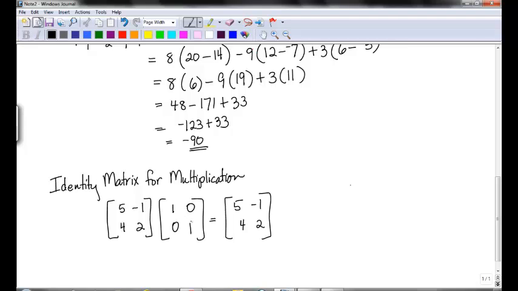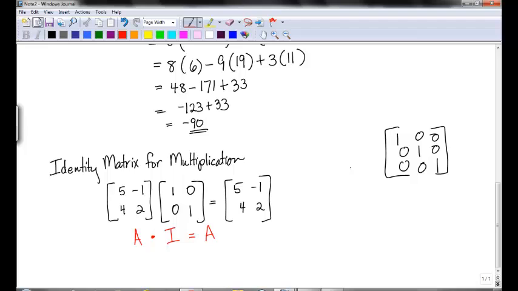If you had a 3 by 3 identity for multiplication, it's going to go 1s down the diagonal and 0s everywhere else. Same thing, 4 by 4, 1s down the diagonal. And in the algebra, it would look like this is matrix A, this is the identity, and it brings you back to matrix A.